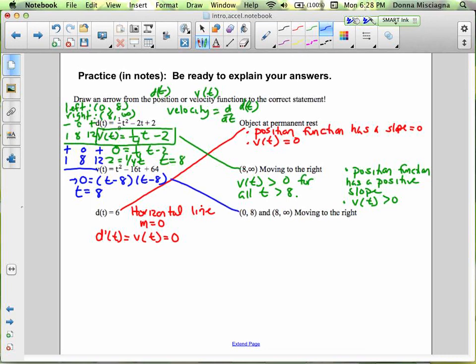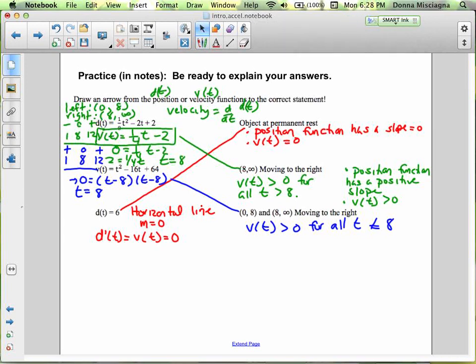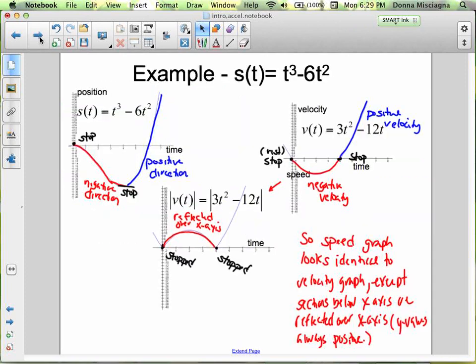All right, and that's because v of t is greater than 0 for all t not equal to 8. And of course we don't have negative time, so we start at 0. All right, so here's just looking at direction using velocity. This was an example we saw in the last Nearpod.